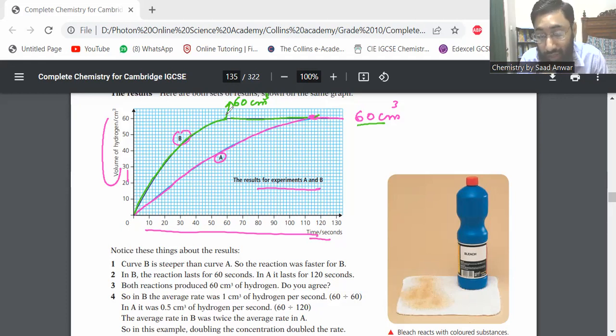Let me explain this with the graph. I am plotting a straight line here, and now let me plot a straight line here.